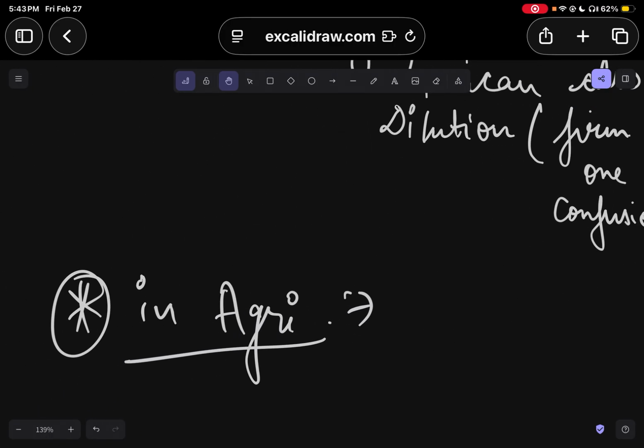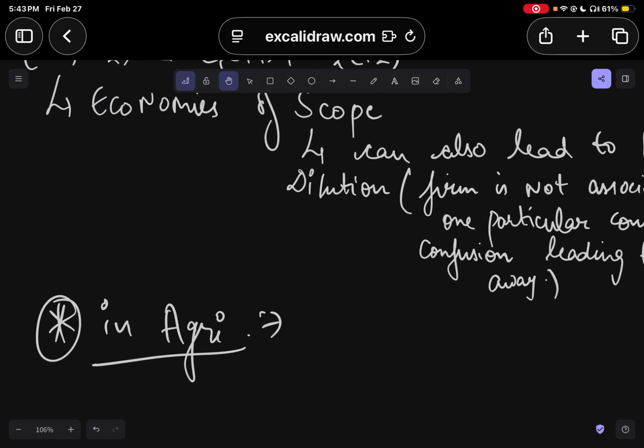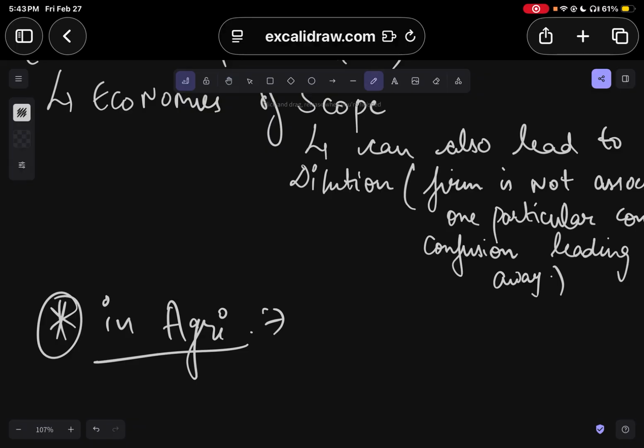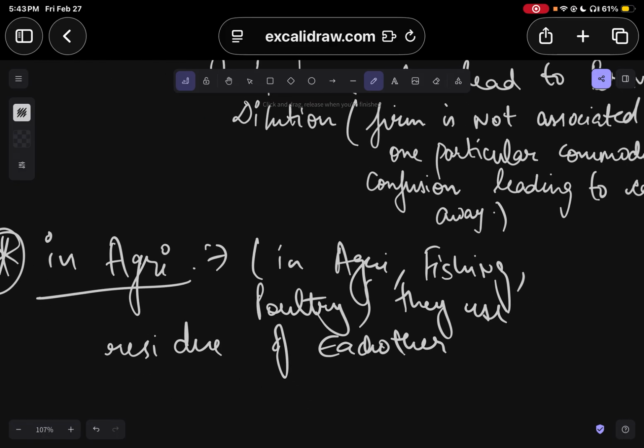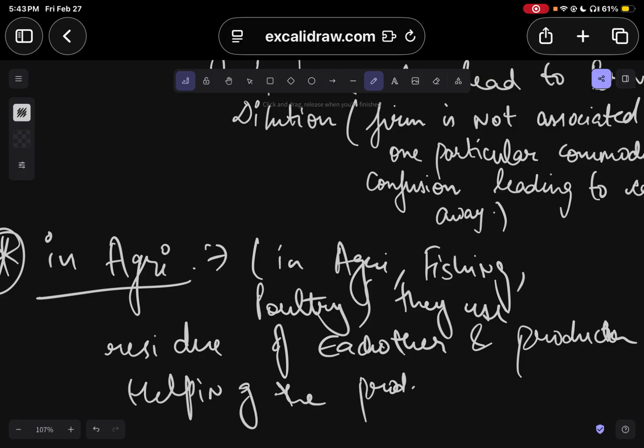Now we look at economies of scope in agriculture. In agriculture, we have integrated farming, like agriculture, poultry, and fishing, contributing to each other by using each other's residue and production, helping the productivity to grow.